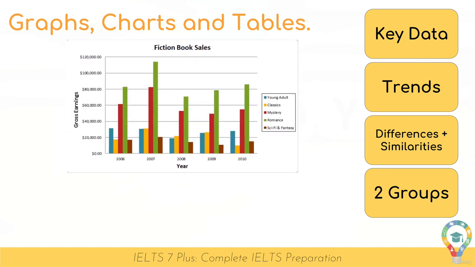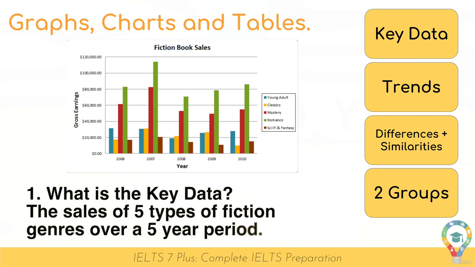You may remember I suggested thinking about titles, X and Y axes or keys, and this bar graph has all 4. The graph shows us fiction book sales, which we can see from the title, and the key to the right of the graph shows what types of books were being sold. The x-axis records this over 5 years, and on the y-axis we can see the total amount or gross earnings of each type of book.